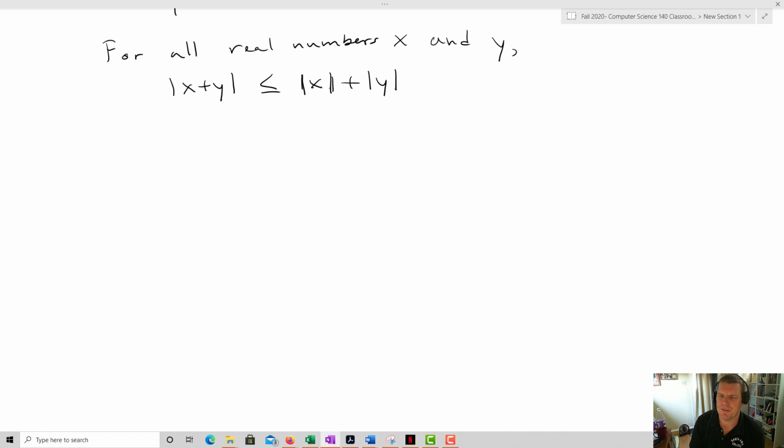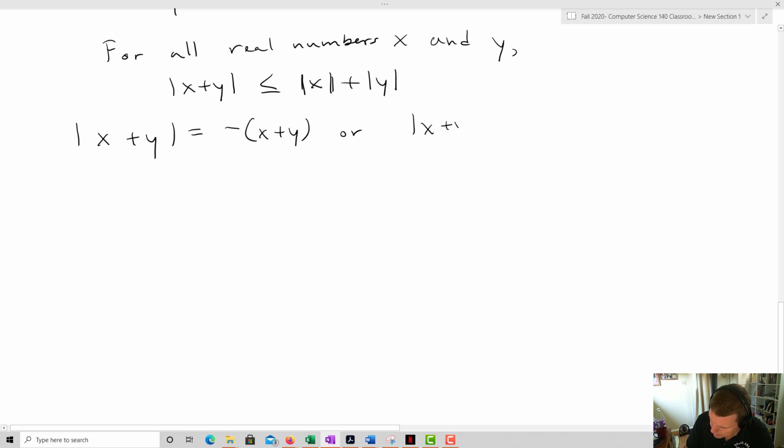Now, the one thing about absolute value problems is that there's only a limited number of cases. Okay? There's only a limited number of cases that we could possibly have. So one way that we might go about this is to think about what those possible cases might be. All right? So first, the absolute value of x plus y could equal negative x plus y, or it could equal just x plus y. Okay? So we've got x plus y or negative x plus y.